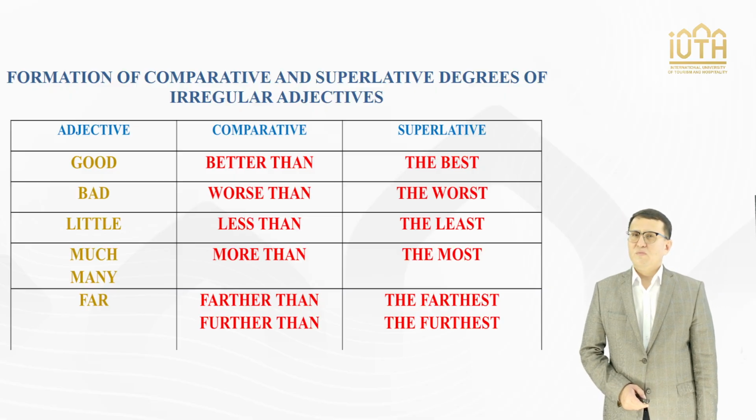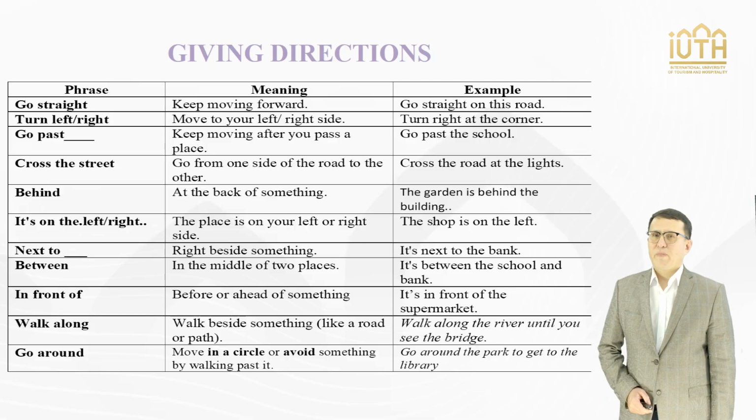So, for example, good, better, the best; bad, worse, the worst; far, farther, further, the farthest, the furthest. Example: apples are better than chips. He ran the fastest.